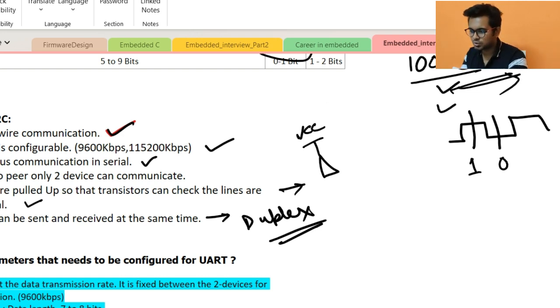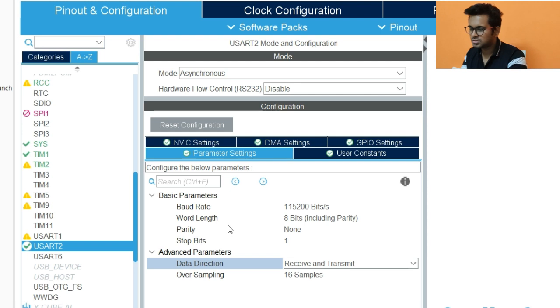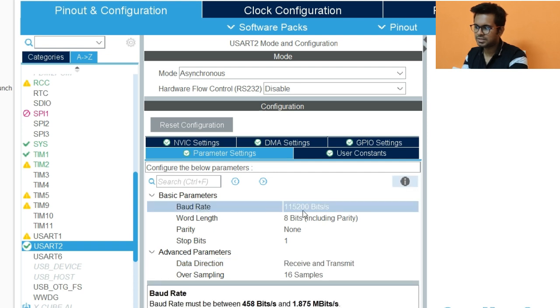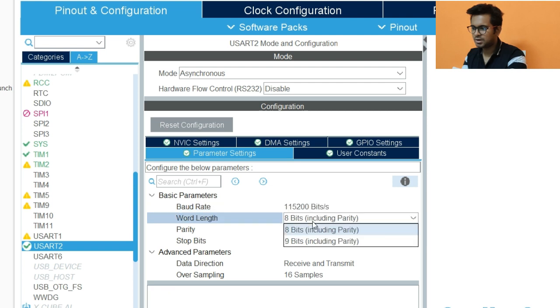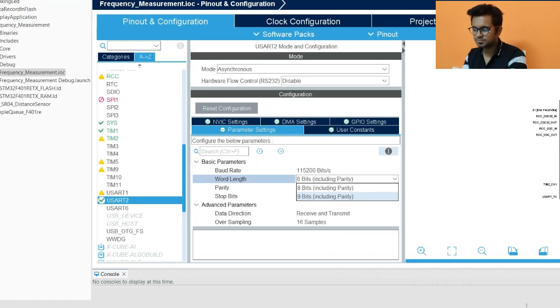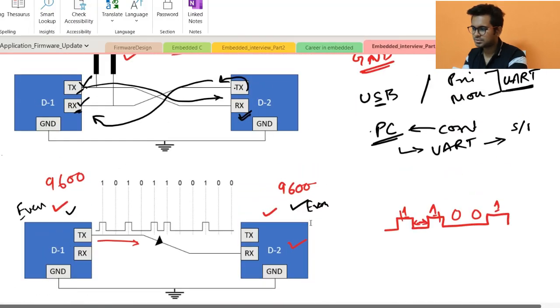So let me just show you how it looks. Okay, so here, as I told you, the first thing to configure a UART on an IC is the baud rate. I am using STM32CubeIDE. You have different baud rates, and you can just click and change them. Then you have the parity bits and the word length, that I was telling, meaning how many bits of data you will be sending.